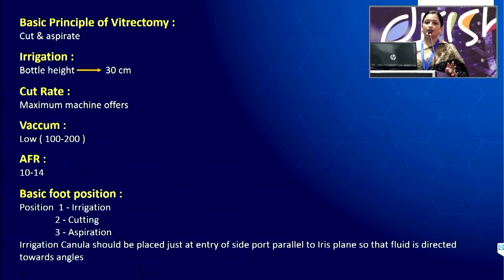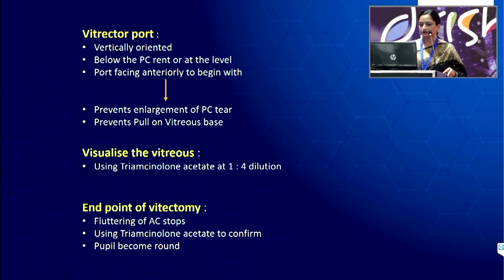Maximum what your machine offers, the vitrectomy cut rate, that you do it. And vacuum lower, 100 to 150. Aspiration flow rate around 10 to 14. One thing is, in your basic foot position, 1 is irrigation, 2 is cutting, and 3 is aspiration. Keep that in mind. So the vitrector port, initially, if you have a vitreous in the anterior chamber, you do it in the horizontal position, parallel to the iris plane.